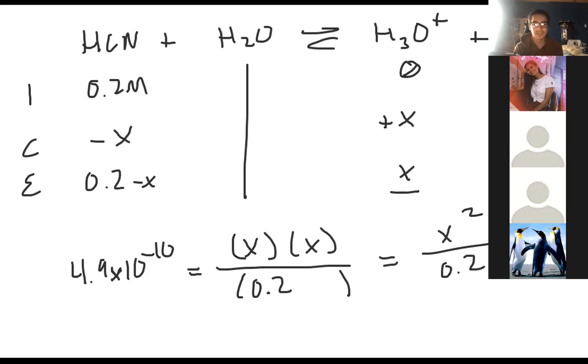So now it's much simpler to solve for. So we do 0.49 times 10 to the negative 10, so 4.9 times 10 to the negative 10 multiplied by 0.2, and then to the power of 1 over 2, so that we get X equal to 1.0 times 10 to the negative 5.